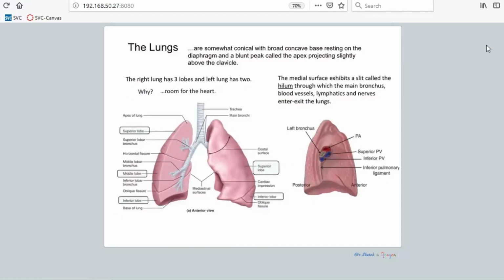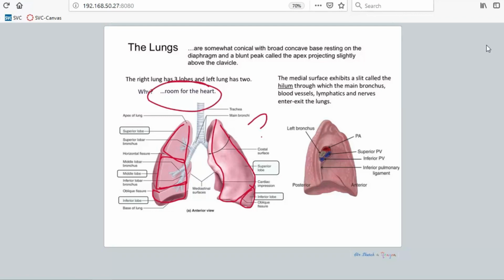Okay, then we have the lungs themselves. The lungs are kind of conical. They have a broad concave base that sits on the diaphragm. So the diaphragm sits right there. And then they have a blunt peak that we call the apex. And the lungs have different lobes. This is the right side. The right side has 3 lobes, and the left side only has 2 lobes. Okay, why is that the case? Well, we need room for the heart.